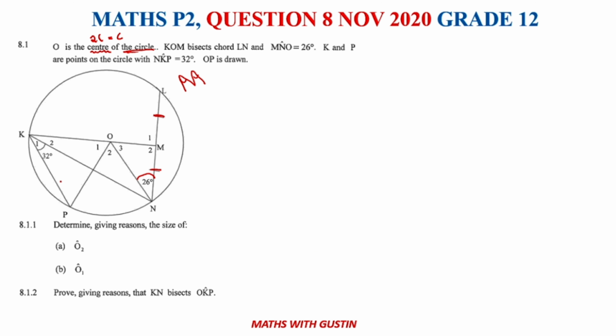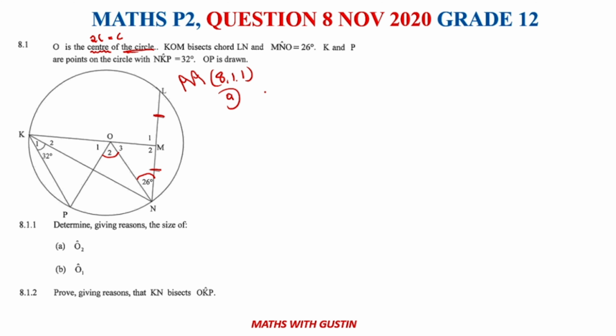8.1.1, here we have got A there. It says determine, giving reasons, the size of O2. This is O2 here. This is what we're looking for. So this is the angle at the center. Remember what we said, angle at the center is twice angle at the circumference. This one N is at the circumference.